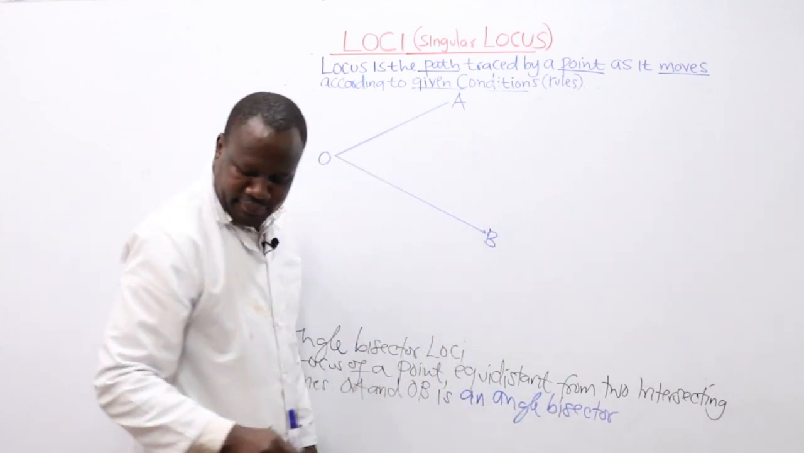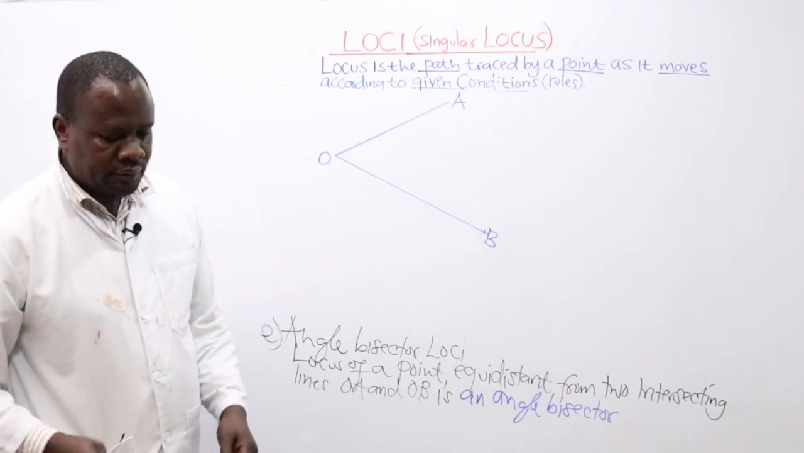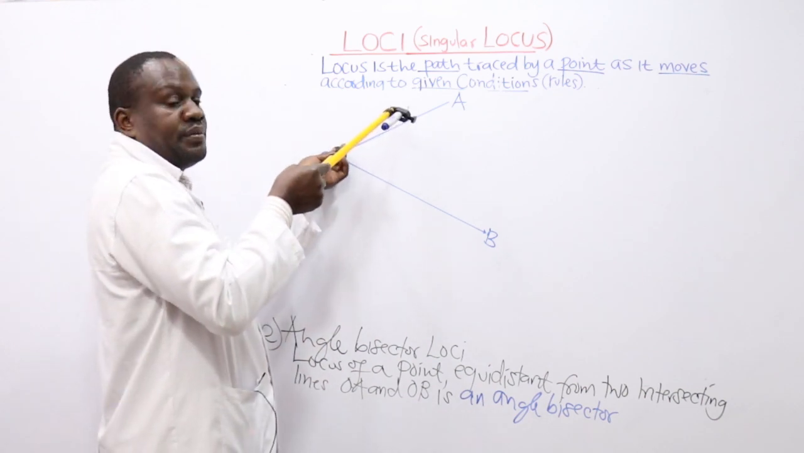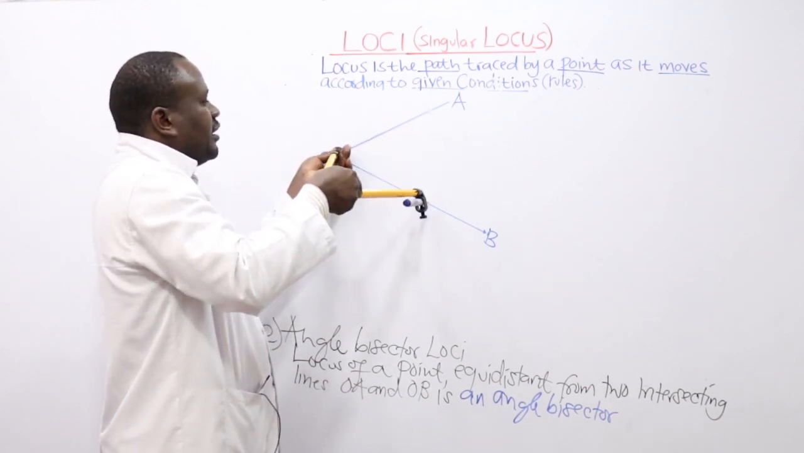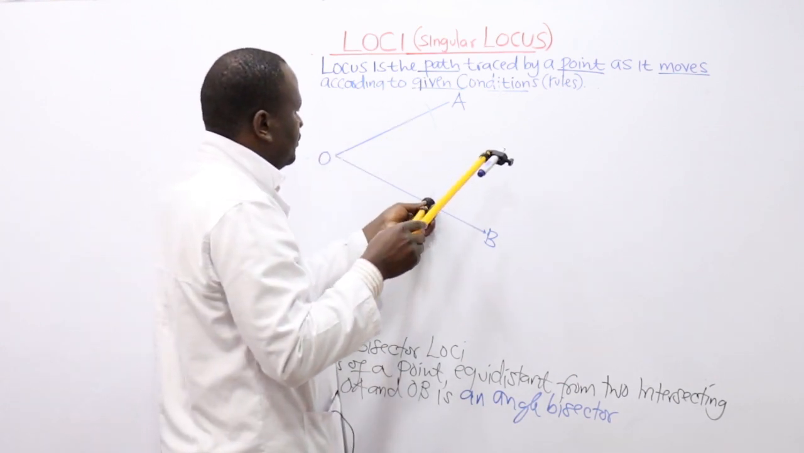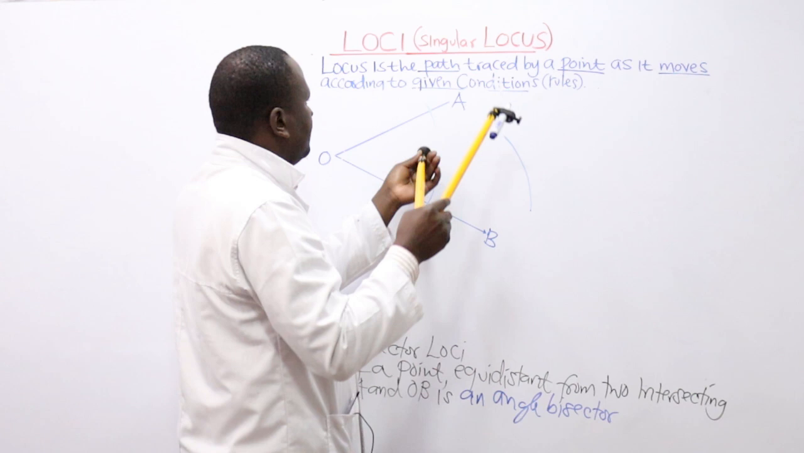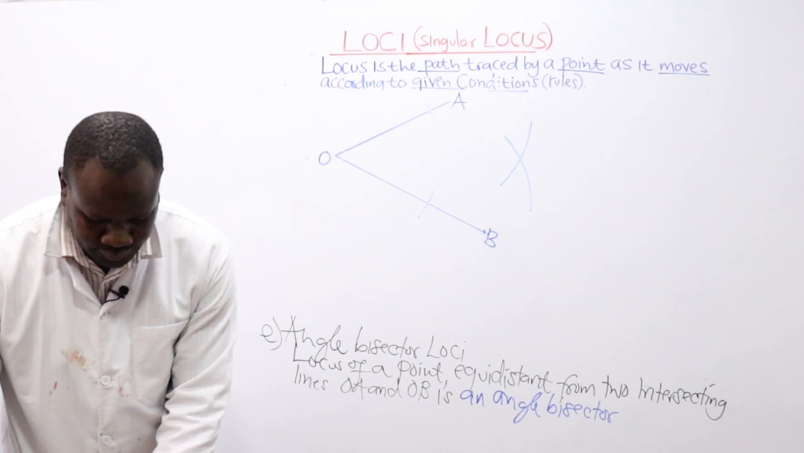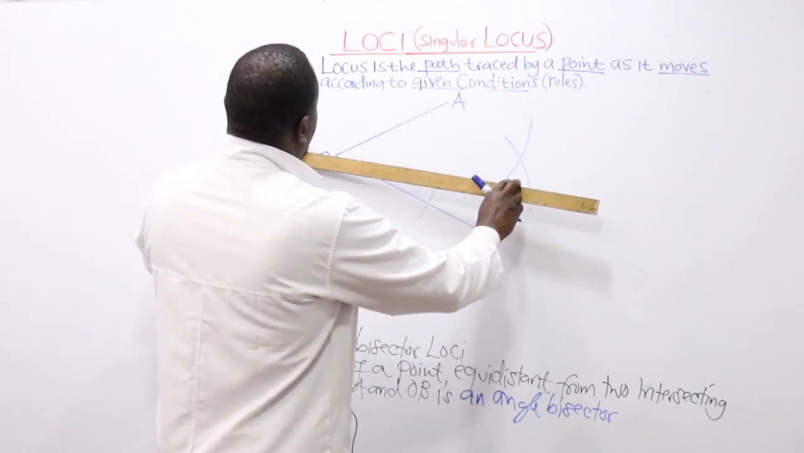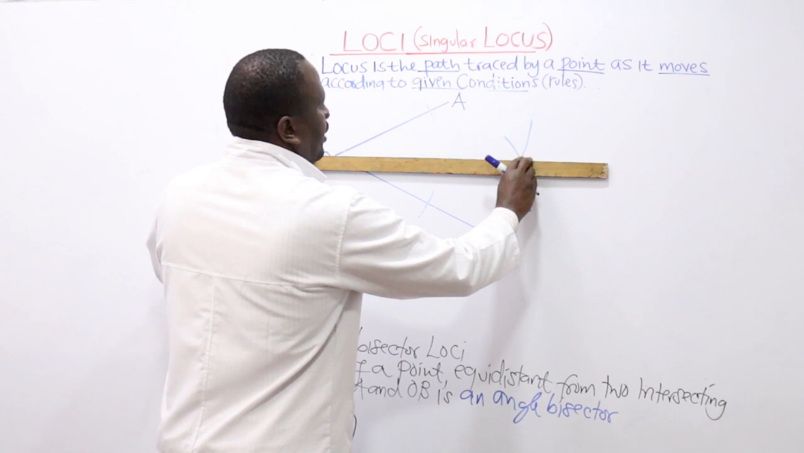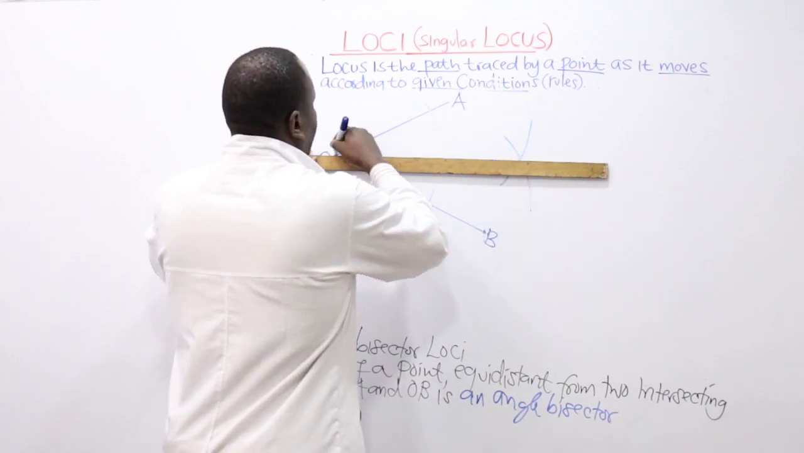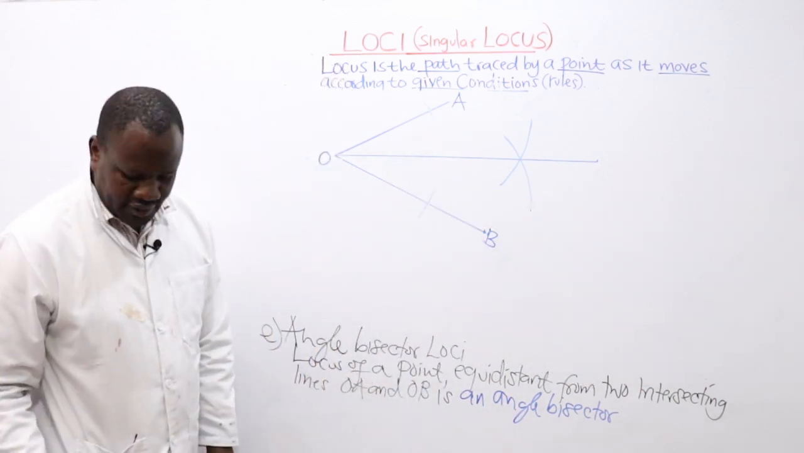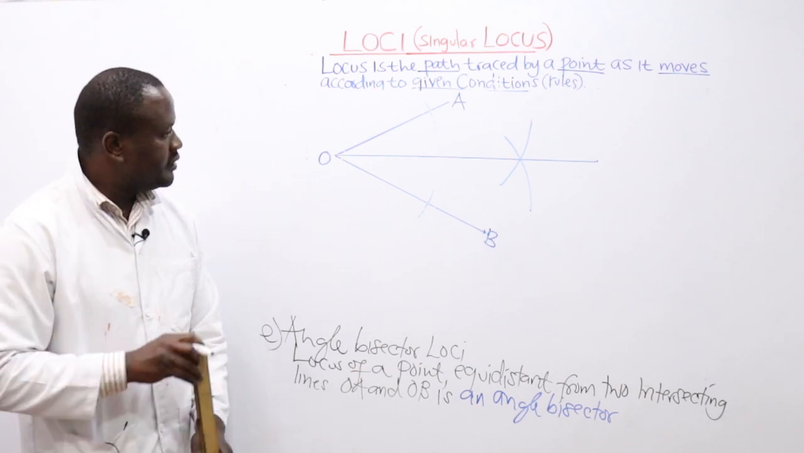So the way we were bisecting an angle, you take your pair of compasses, make an arc there, another arc there, an arc there, another arc there. Take your ruler, draw a line through O, passing through this other point. That is the locus.